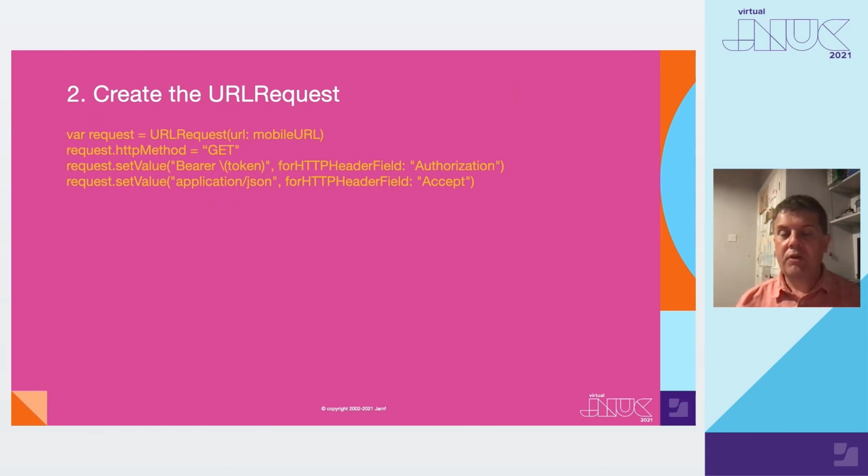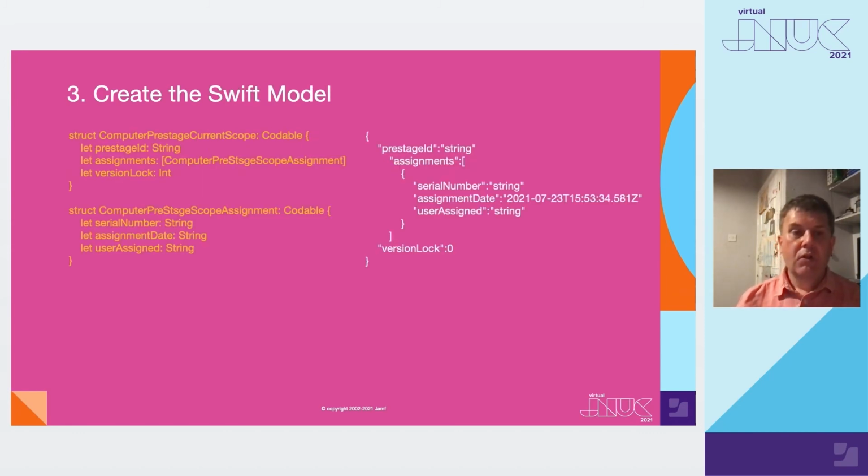We create a request, so we're going to use GET. The authorization is now using the bearer token, so this is where we're going to use that token going forwards. And we want to use JSON for the data that comes back. So that's our request. We're going to create a structure to handle what comes back.